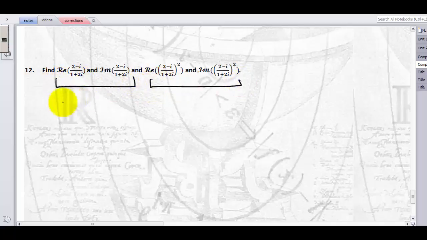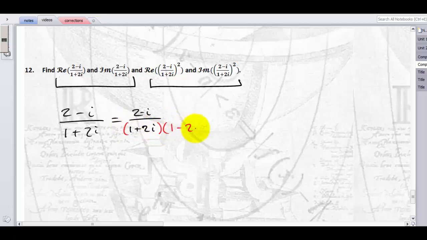You have to do a couple. Actually, there are two problems here, so let me do one of them. What's the real part of 2 minus i over 1 plus 2i? If I want the real part, I better write it in standard form. How do you write that in standard form? You multiply both sides by 1 minus 2i.